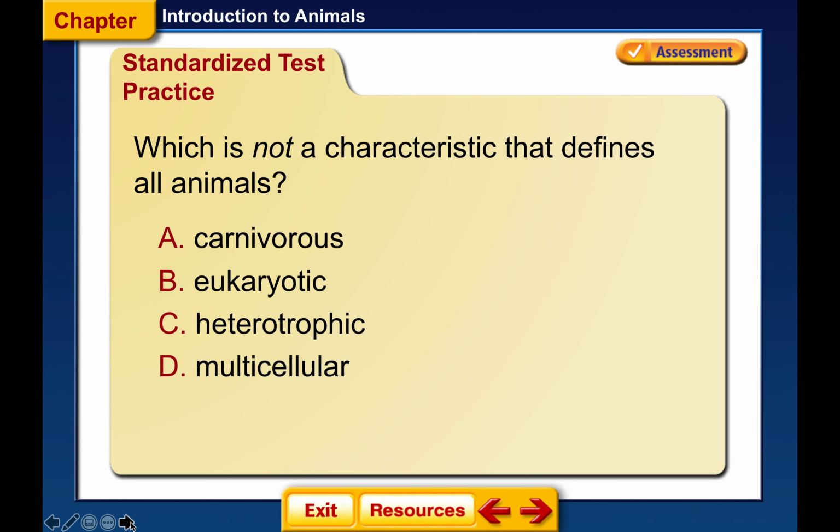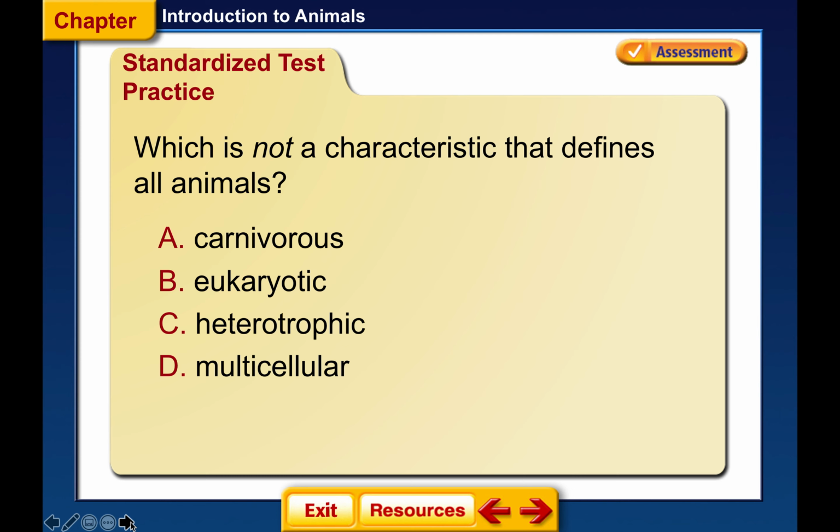All right, which is not an animal characteristic that defines all animals? Well, we know, starting at the bottom, that all animals are multicellular. We know that they're all heterotrophic. They have to eat other organisms in order to get their energy. And they're all eukaryotic. We all have a nucleus and membrane-bound organelles. We all have mitochondria and ER. We have all of that in our cells.